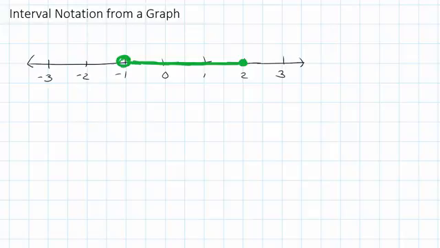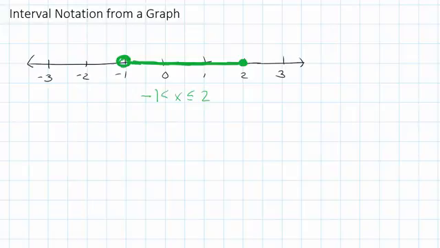Suppose that we have the graph of an inequality. Something that looks like this. This graph shows all of the numbers between -1 and 2. -1 not included, but 2 included. So this is the graph of the inequality -1 is less than x is less than or equal to 2.